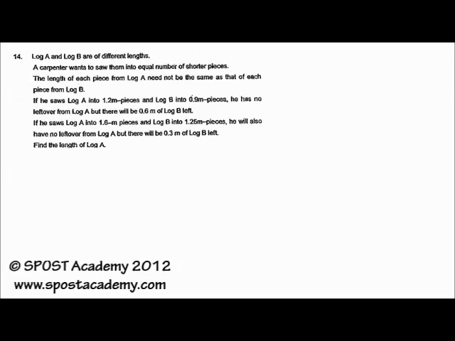Log A and log B are of different lengths. A carpenter wants to saw them into equal number of shorter pieces. The length of each piece from log A need not be the same as that of each piece from log B. If he saws log A into 1.2 meter pieces and log B into 0.9 meter pieces, he has no left over from log A, but there will be 0.6 meters of log B left.